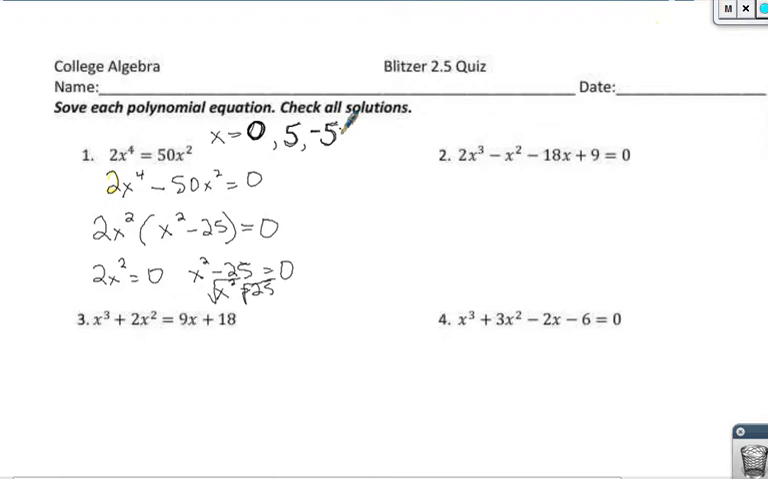So here we have 3 answers: negative 5, positive 5, and 0, which turns out to be a double root, so that we have 4 total answers for our fourth degree polynomial. Wait, why 4?